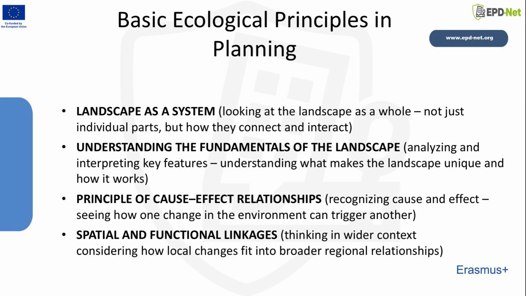A key part of this approach is looking at the landscape as a system, not just as separate elements, but as a network of connections and interactions between natural and human components. Instead of focusing on isolated elements, we examine how all parts of the landscape are connected and how they interact. Seeing these relationships helps us recognize cause and effect, understanding how one change in the environment can trigger another and how these processes influence the landscape's stability and resilience.